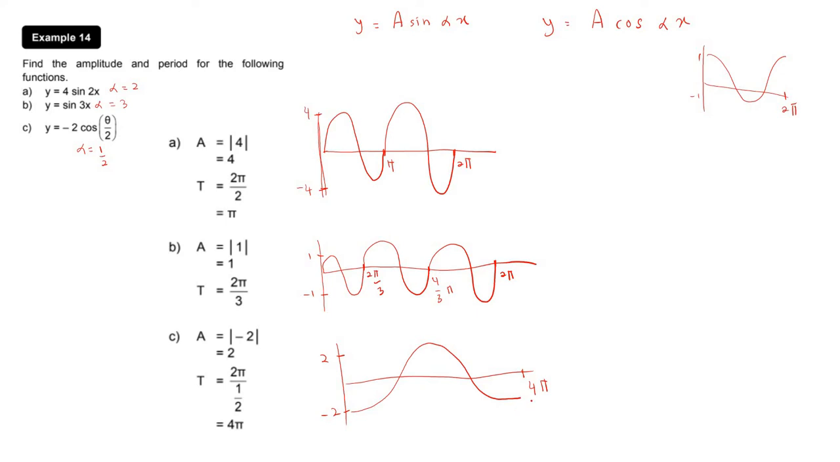So, dia sangat besar. Okay, normally, one cycle, the size is only 2 pi. However, for this one, the period is 4 pi. Kalau nak divide kepada 4 subinterval, okay, first subinterval is pi, and then 2 pi, 3 pi, and then 4 pi.